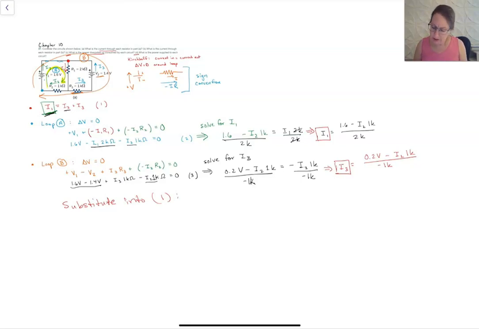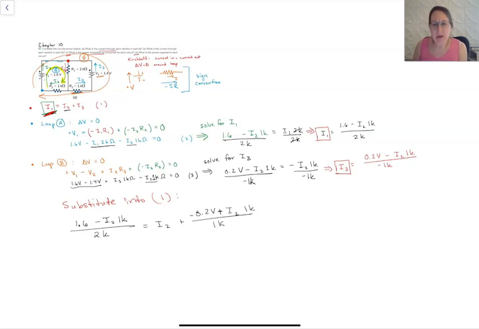So substituting things in, I'm going to put this expression for I1 into this equation. So I get now (1.6 minus I2 times 1K) over 2K is equal to I2 plus (0.2 volts minus I2 times 1K) divided by minus 1K. I'm going to go ahead and bring that minus sign up. Okay, so this isn't too bad.